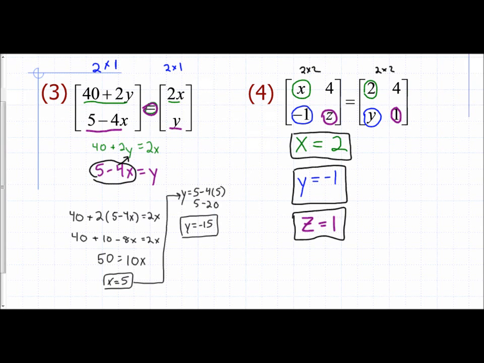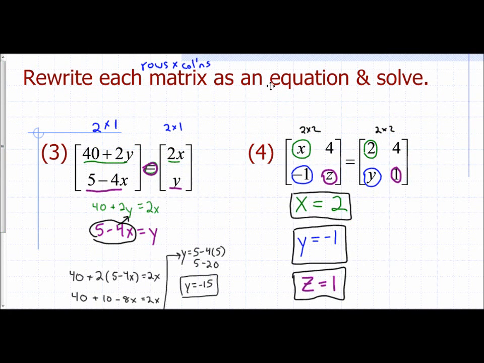So to solve matrix equations, to set up a matrix equation and solve, what you do is set positions equal to positions. Set the location equal to the location. And then if you have to, solve from there, either by doing elimination or substitution or solving an equation. If it's just as simple as the variables equal number, then you're all set.